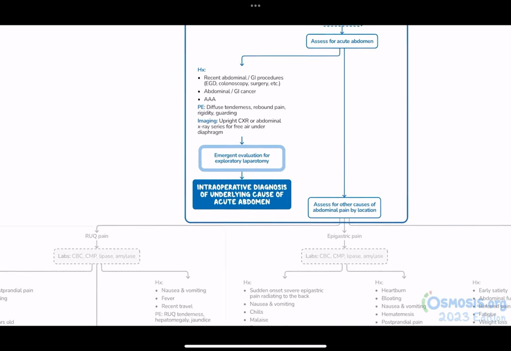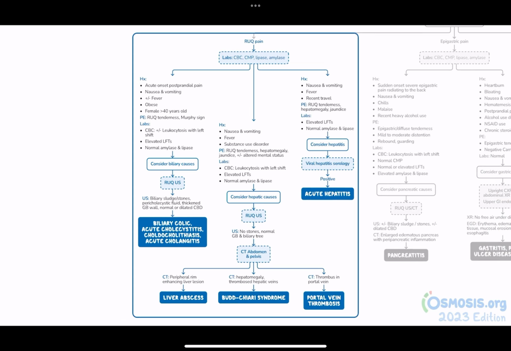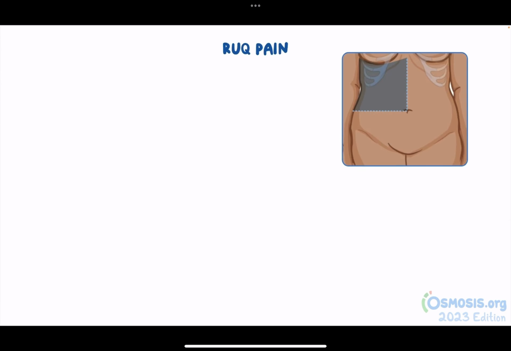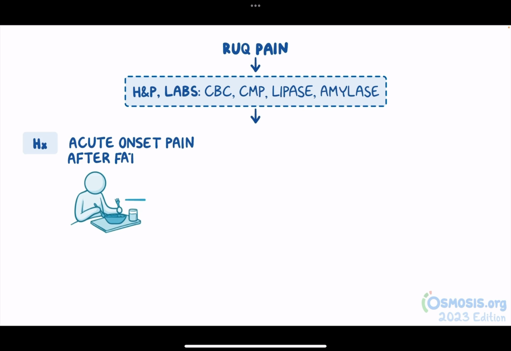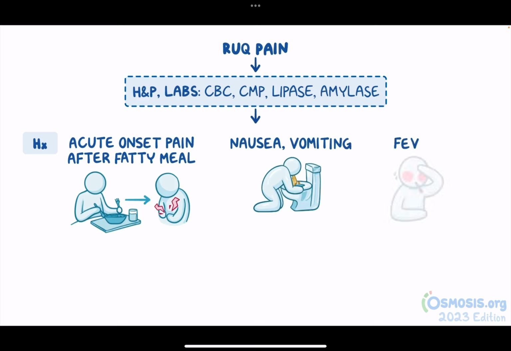First, let's start with right upper quadrant pain, which is associated with biliary and liver conditions. If the patient reports right upper quadrant pain, in addition to H&P, you should order labs like CBC, CMP, lipase, and amylase. The classic presentation of biliary diseases is the acute onset of pain after eating a fatty meal associated with nausea, vomiting, and sometimes a fever.